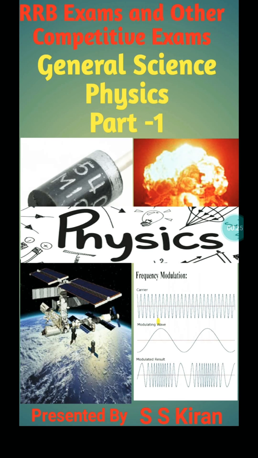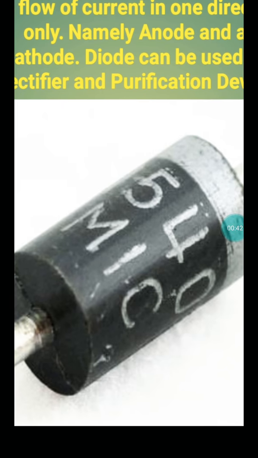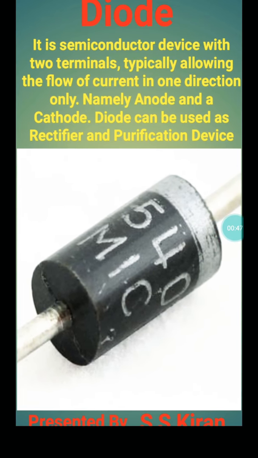Now, we will enter into our discussions. The first discussion is diode. A diode is a two-terminal semiconductor device having two terminals, anode and cathode. Typically, it allows current flow in only one direction. It does not support the other direction. A diode can be used as a rectifier and purification device. See the picture of the diode.